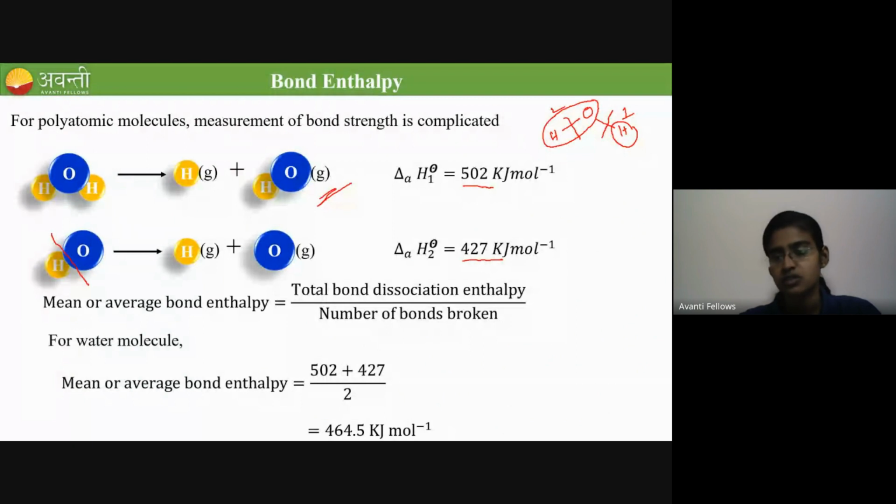So if they are asking for NH3, NH3 has 3 bond pairs, so we have to break 3 bonds. Just add all 3 delta H values and divide by 3. That will give you the average bond enthalpy for the ammonia molecule. Okay, so this is how we have to calculate.